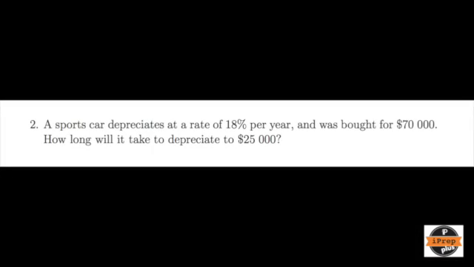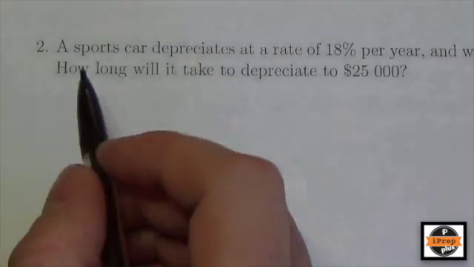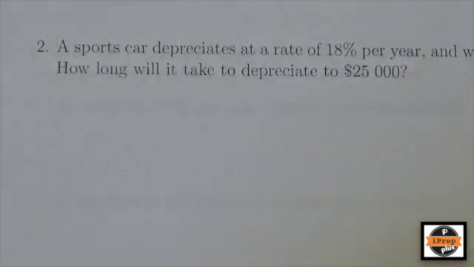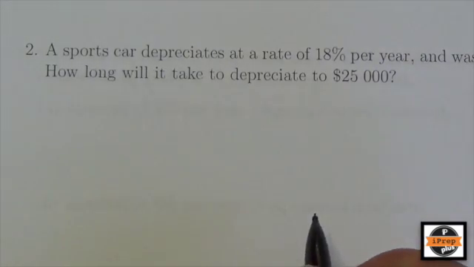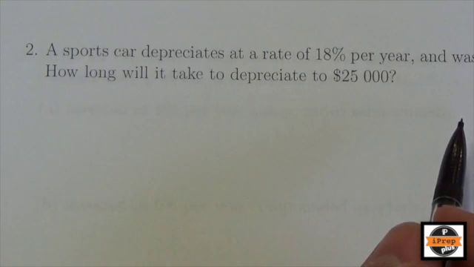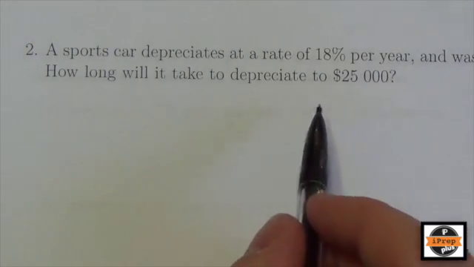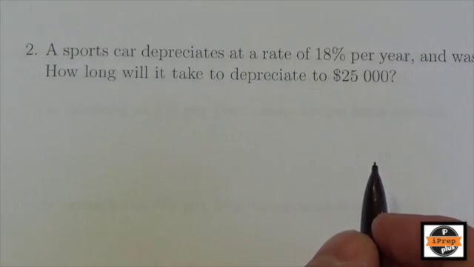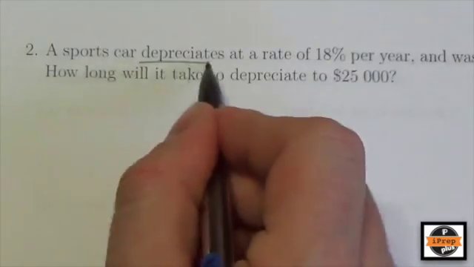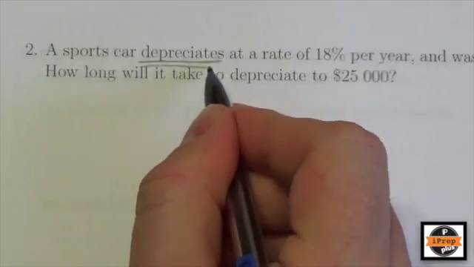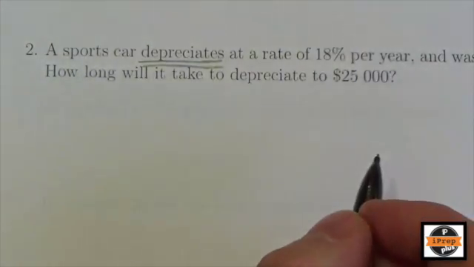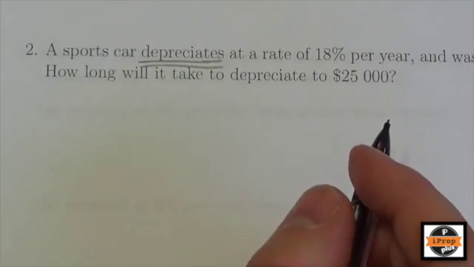Example 2. This question tells us that a sports car depreciates at a rate of 18% per year and was bought for $70,000. How long will it take to depreciate to $25,000? Now, the thing that you want to focus on here is the word depreciate. That gives us an indication of how to handle this 18%. We'll talk about that in just a minute.